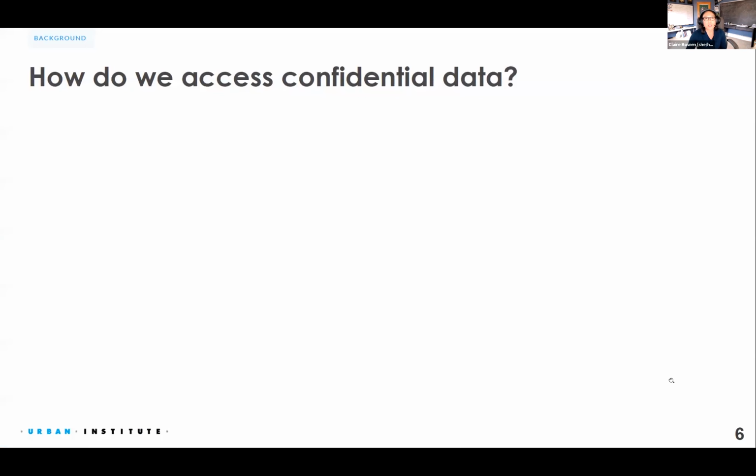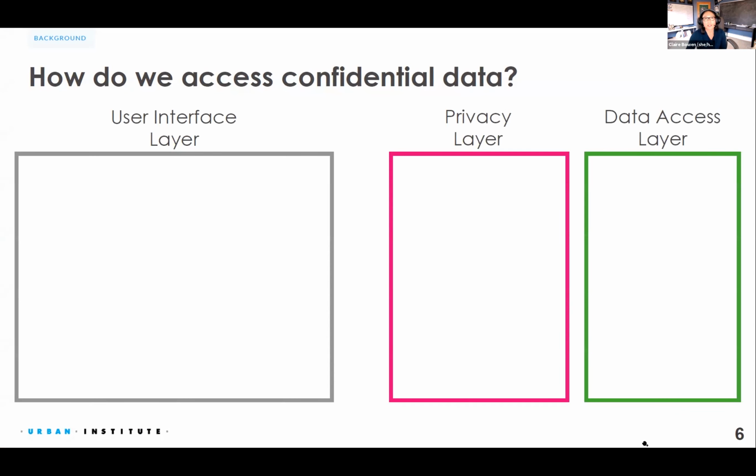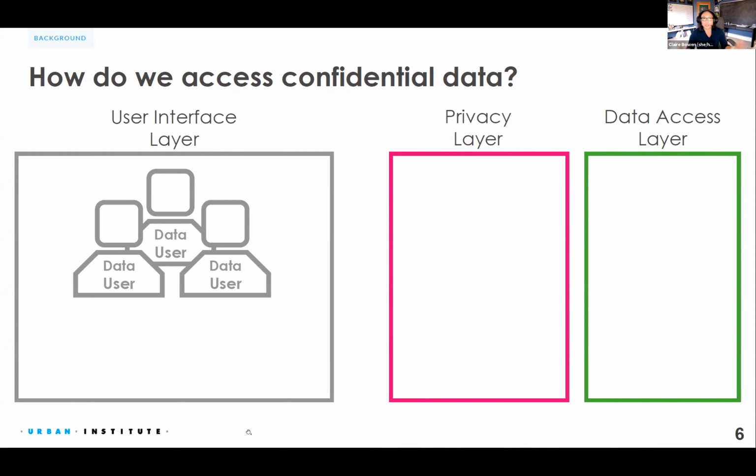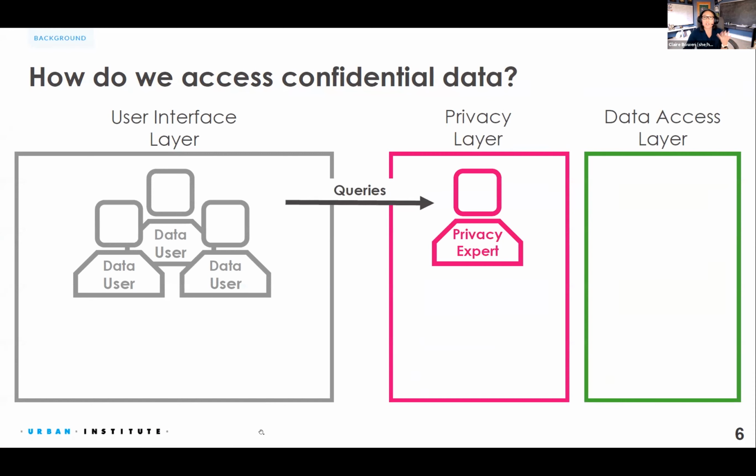So traditionally, when we access confidential data, you can think of it as three different layers. I call them the user interface layer, those who want access to the data; the privacy layer, what do we have to do to alter it; and then of course the data access layer, where the confidential data lies. So basically the data users, usually the researchers, data practitioners, and so on, say, hey, there are certain kinds of queries we want. And so the privacy expert gathers these along with what we call the data maintainer or the curator, the one who's responsible for taking care of the confidential data.